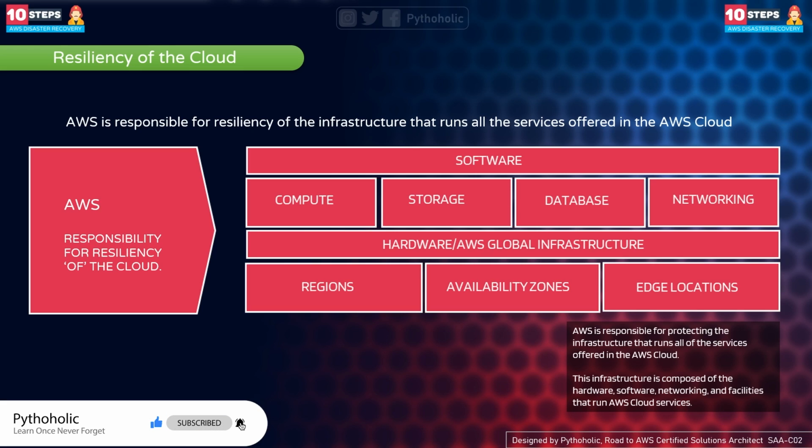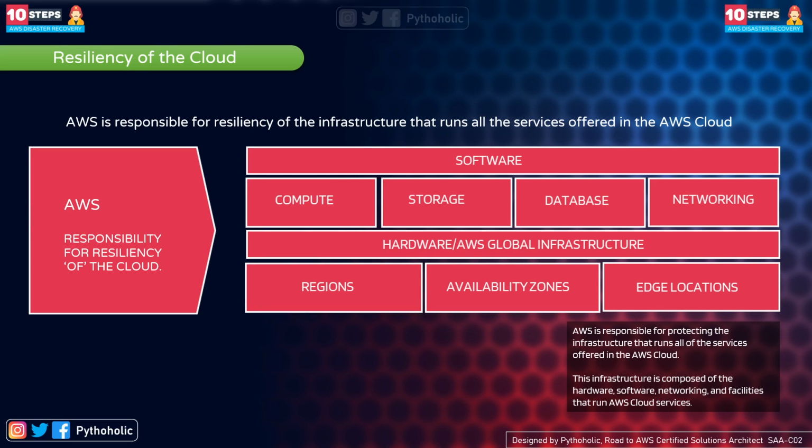So all the infrastructure that you see here, the hardware, software, networking, and the facilities that run AWS cloud services and its resiliency is the responsibility of AWS. So all these things that you see, the hardware, software, networking, and the facilities, and all the services that run on AWS cloud and its resiliency is the responsibility of AWS.